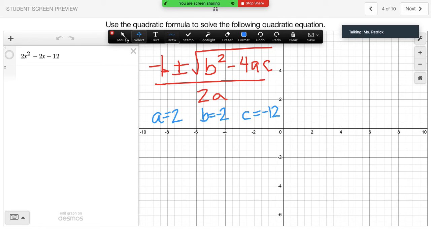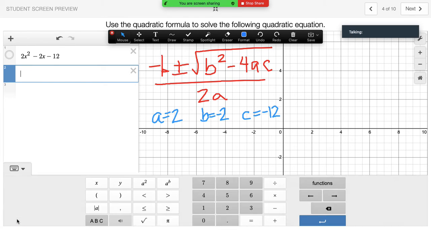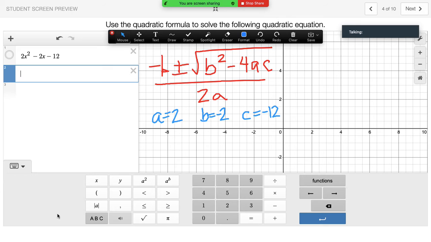So once we have that, we're going to go over here and type it in. I like to use the division button first, so I get that fraction bar, and then I can put everything at the top that I need to. So the formula is negative. For every letter, please be sure to put parentheses. This is very important here because B is negative, and if we don't have that inside of parentheses, we can cause a lot of damage.